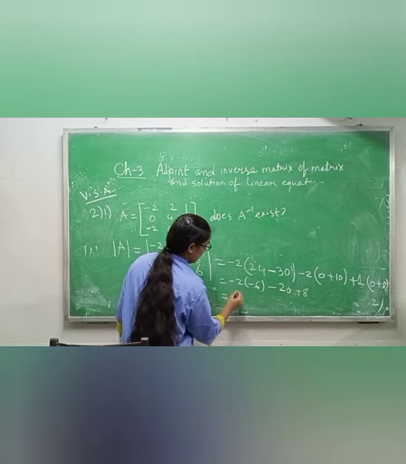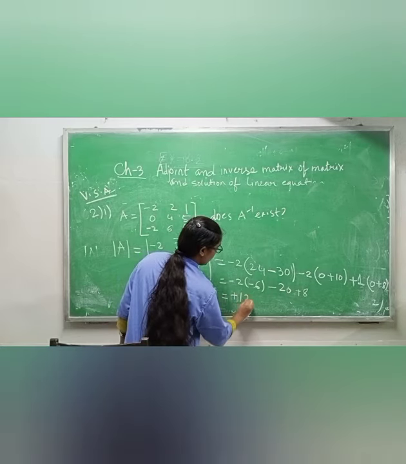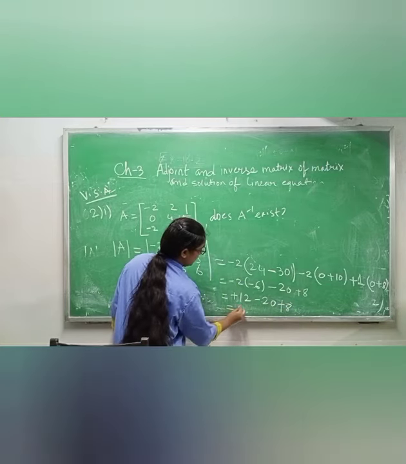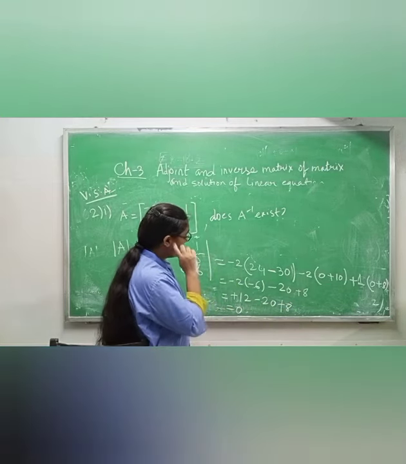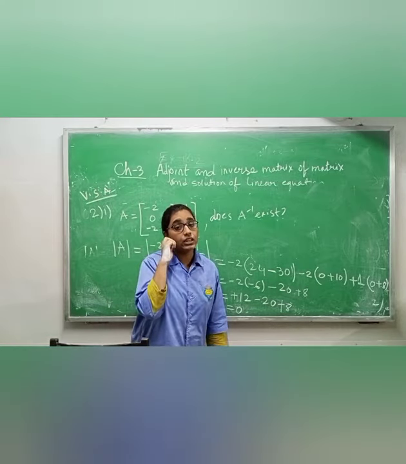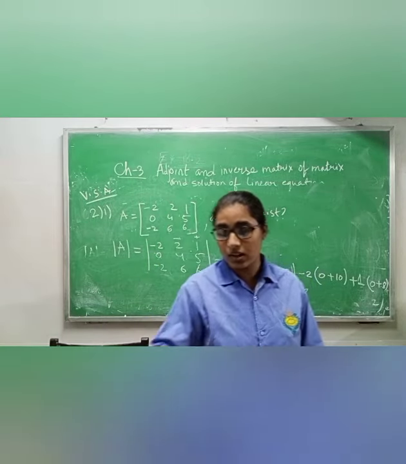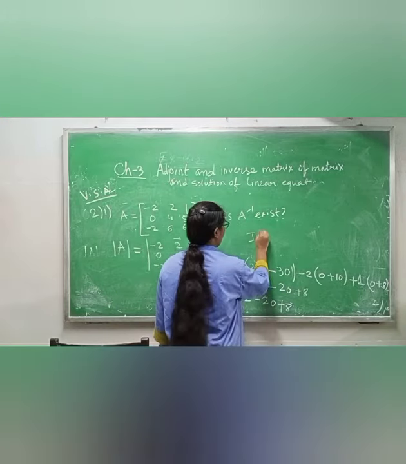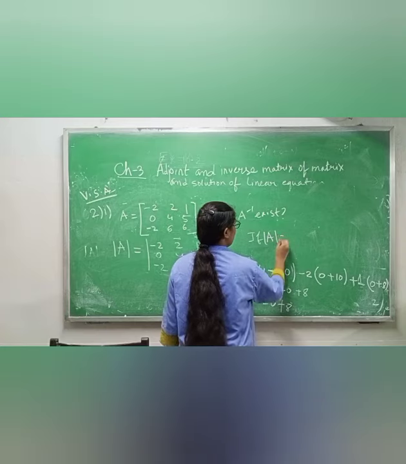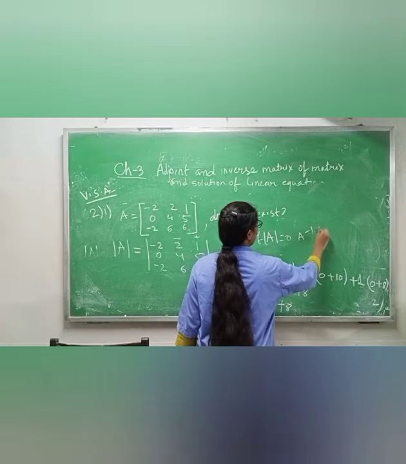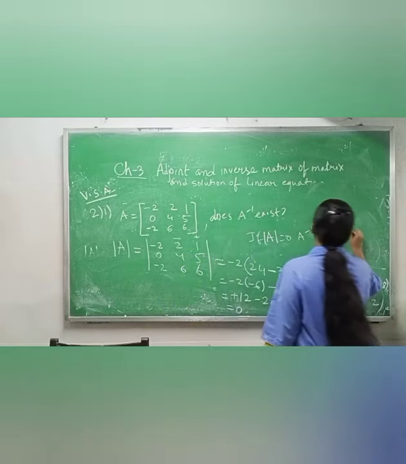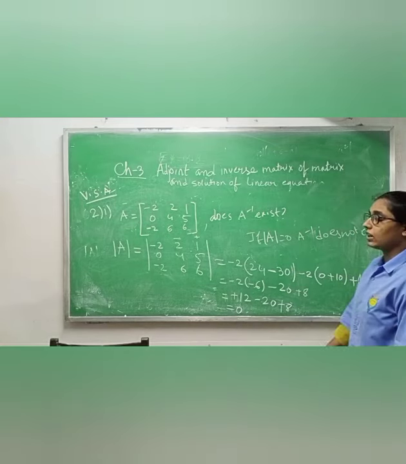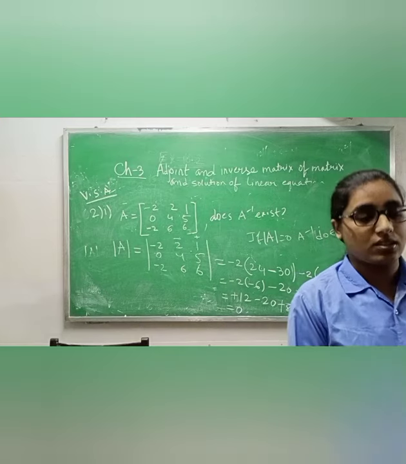Here how much I will get? Minus minus plus 6 2s are 12 minus 20 plus 8. So you will get here 0. If you are getting 0, it means what you will write, that A inverse does not exist, because what is the reason? If determinant A equals 0, A inverse does not exist. So this is happening, we are getting 0, it means that A inverse does not exist.